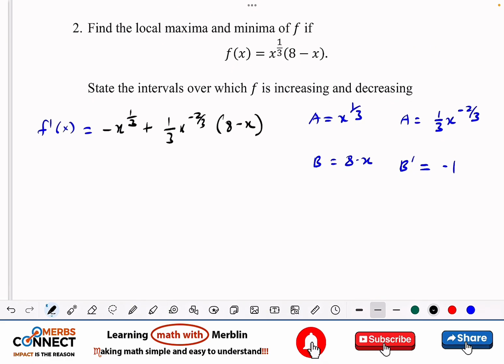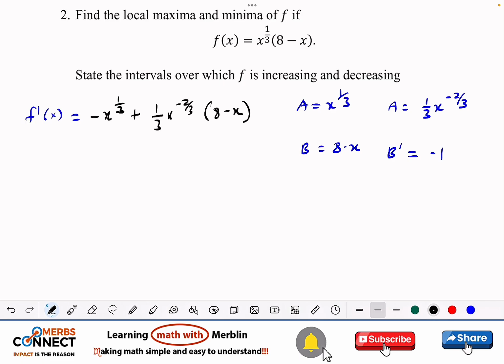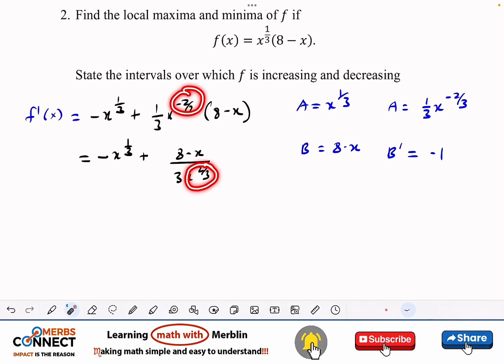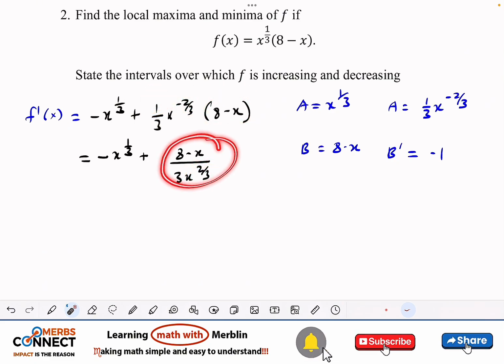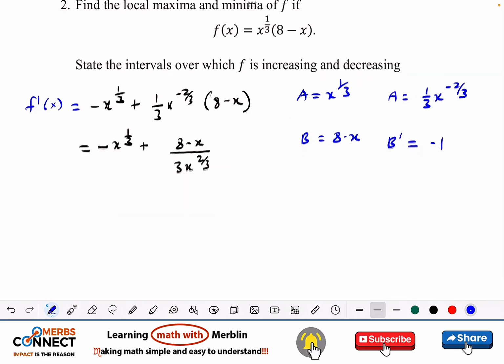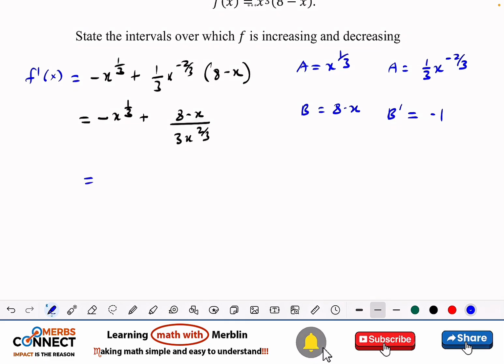So now let's do the simplification and see what we are going to get. So we are going to have minus x^(1/3) plus, now this one can be written as (8 minus x) divided by 3x^(2/3), because this is minus, so I can bring it down here, and then I multiply this one by the 1, and I'm having this. So for us to do this, we need to simplify this.